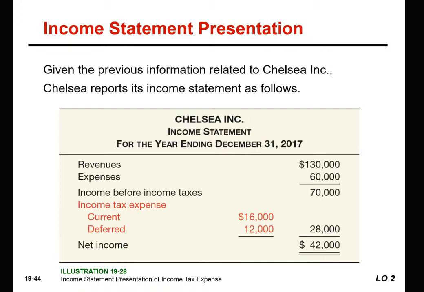So here we see how Chelsea has, within the income statement, disclosed how much of the income tax expense is current and how much of it has been deferred. So the deferred amount is going to be recognized on the balance sheet.